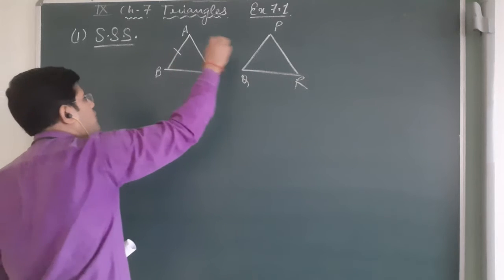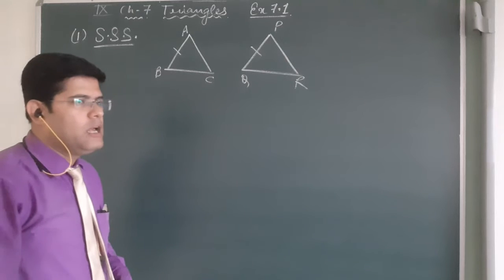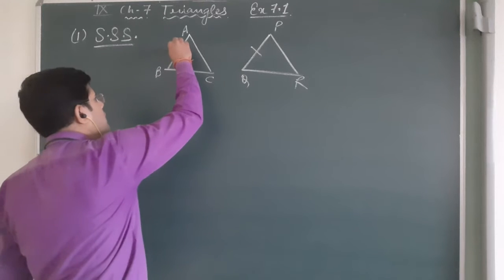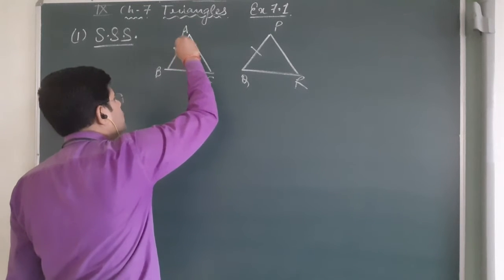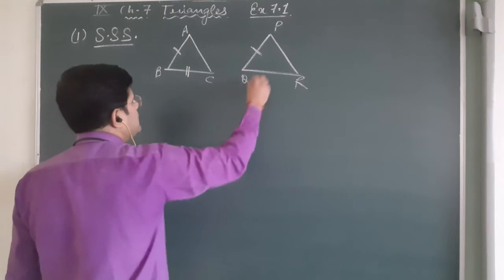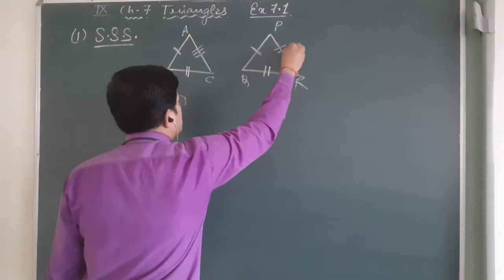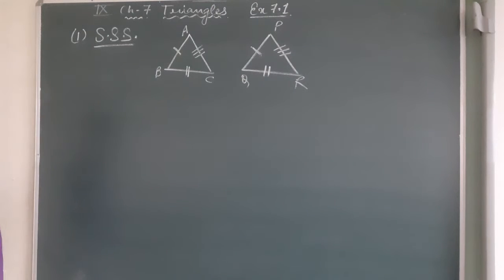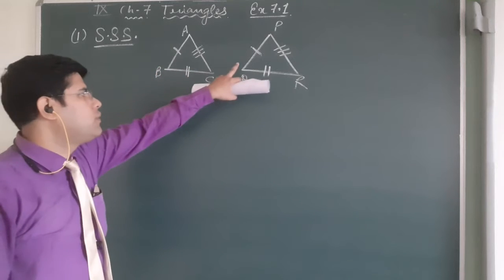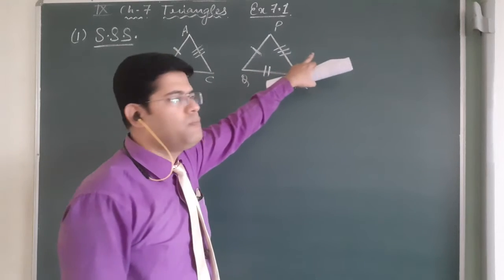Here we have AB equal to PQ. How do we show that these are equal? We put the same type of sign. Here I have put one tick for AB, and here also one tick for PQ. If this symbol is used for BC, then the same symbol is used for QR. For the third side I put 3 ticks. So AB line segment equals PQ line segment, BC equals QR, and AC equals PR.